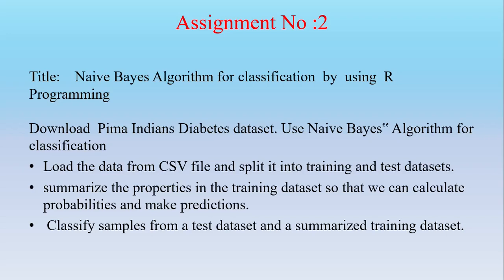First operation: load the data from the CSV file and split it into training and test datasets. Second operation: summarize the properties in the training dataset so that we can calculate the probabilities and make the predictions. Then classify the samples from the dataset and summarize the training dataset.